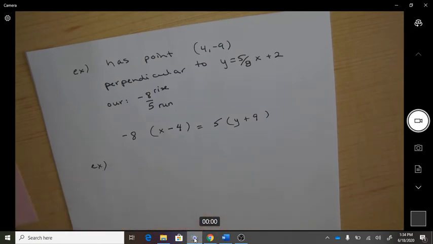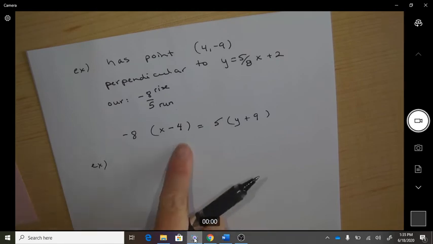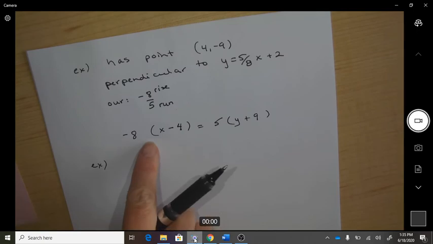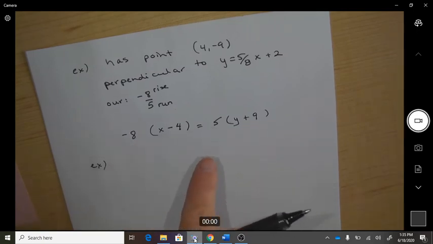Okay, don't be tricked if I ever ask this in general form. Don't forget, all you would have to do is expand that out.